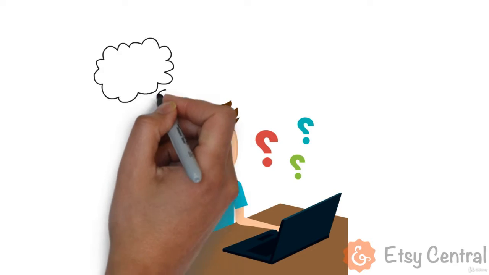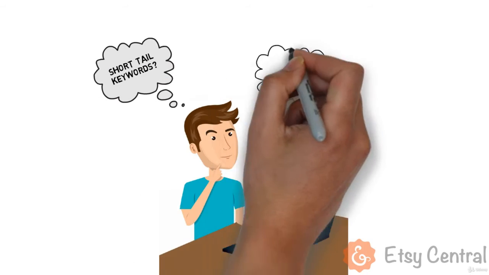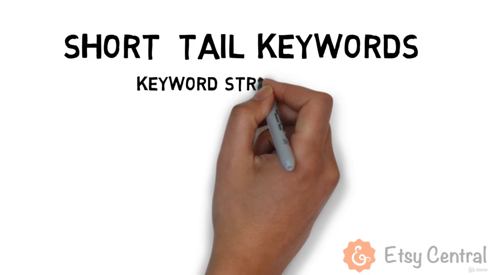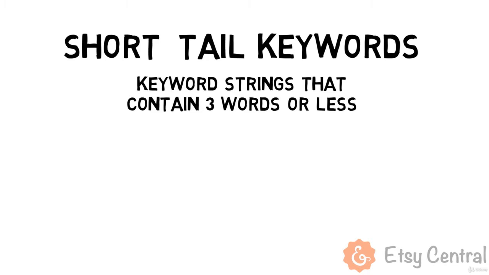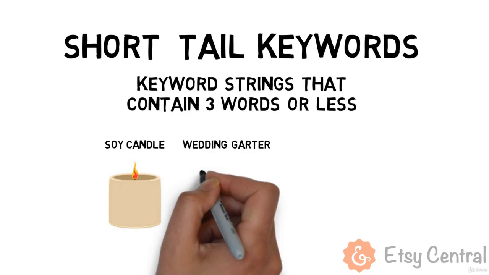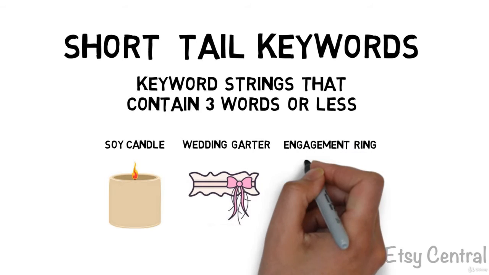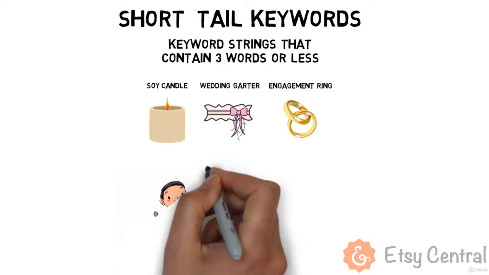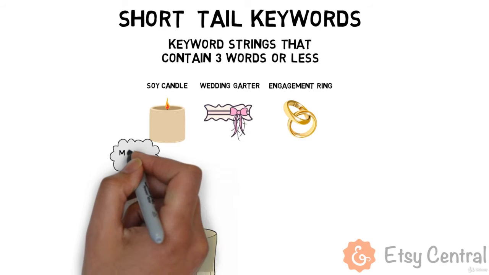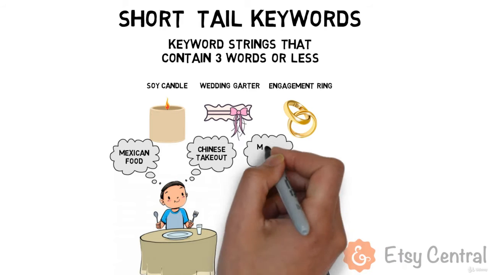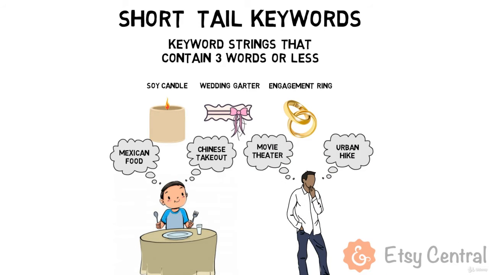So, what exactly are short tail keywords and long tail keywords? And why do keywords have tails? Short tail keywords are keyword strings of 3 words or less. Examples include soy candle, wedding garter, or engagement ring. Short tail keywords are typically the first thing you think of when you are deciding where to go to eat: Mexican food, Chinese takeout, or what to do: movie theaters, urban hike.